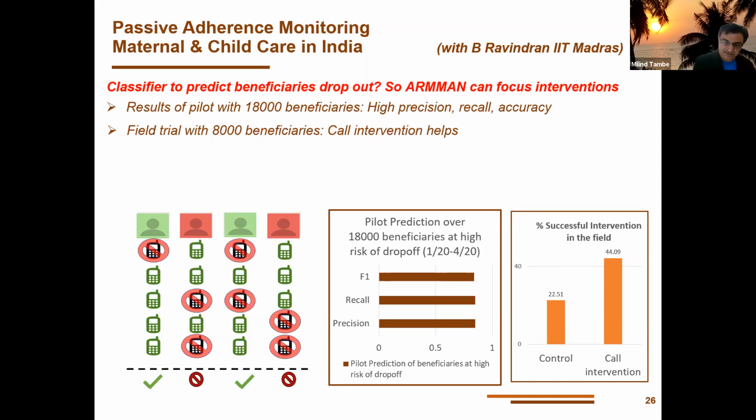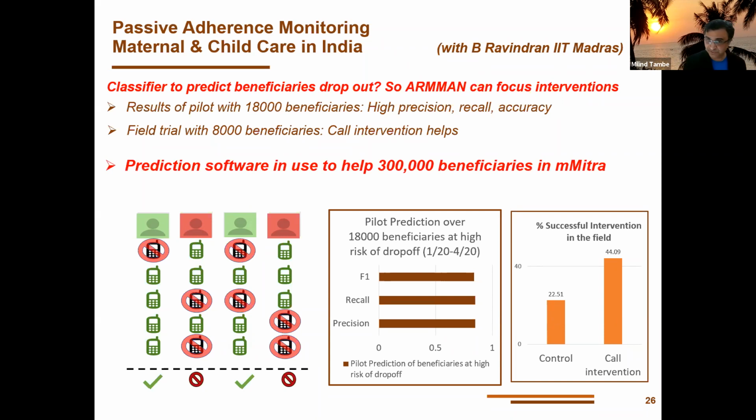What we find is that the call intervention actually helped these women being retained in the program at a much higher rate, twice the rate, than not intervening on these women at all. So this is hopeful in terms of allowing these women to be retained in the program. And in fact, this prediction software has been made available to Arman. They're making predictions, and they are live calling these women, retaining these women in the program. So it's very nice to see all of this happen.